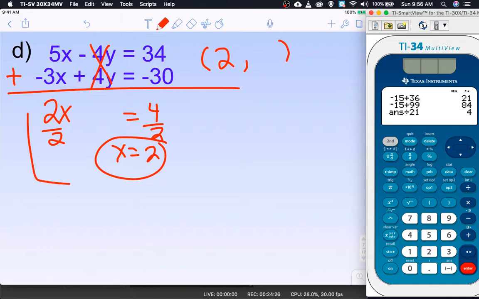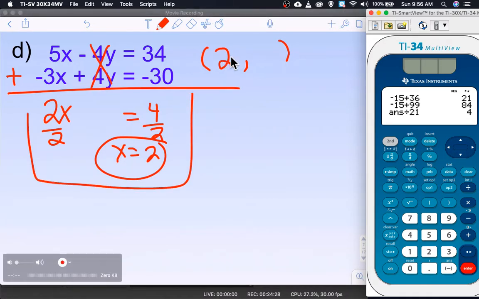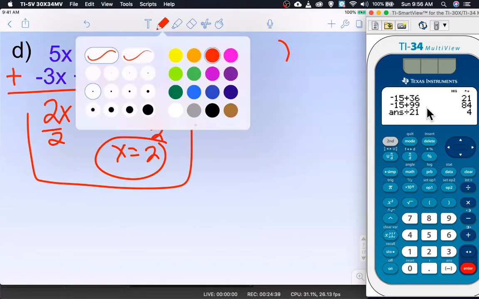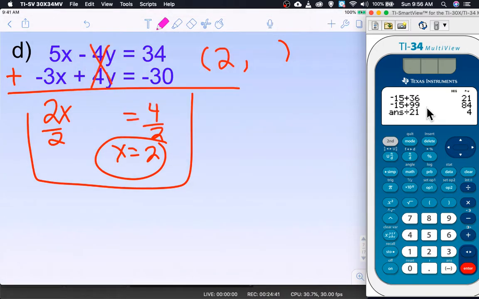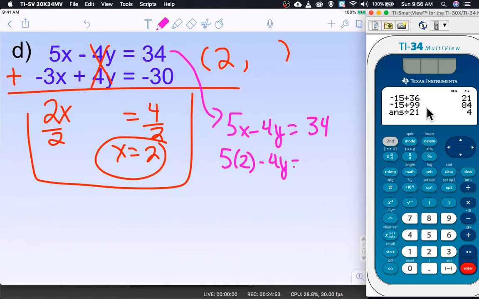To find the y value, I'm going to take that 2 and plug it into one of my equations for x. I'm going to pick the top equation because there's fewer negatives. I don't like to deal with negatives if I don't have to. So I'm going to use the top equation. I'm going to rewrite it for you. 5x minus 4y equals 34. I'm going to plug in 2 for the x. 5(2) minus 4y equals 34, and then we solve.